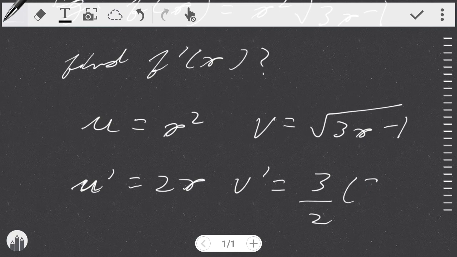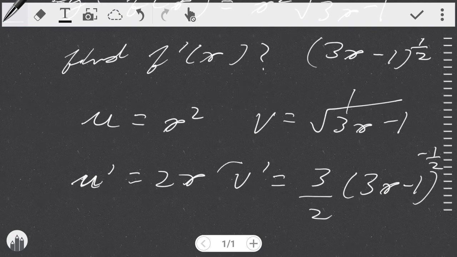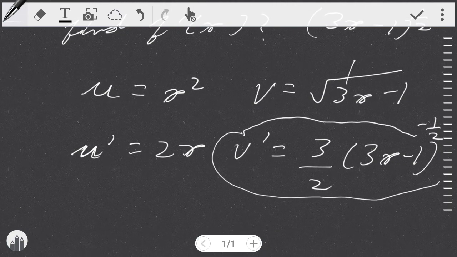times 3x minus 1 to the power of negative half. Most of you would know this, but just in case you don't, the square root is the same as saying 3x minus 1 to the power of half, because a square root basically means the power of half. And how I got here is by simply using the chain rule. If you do not know how I got here, go back and check out my videos on how to use the chain rule, and you would know how I came to this answer.